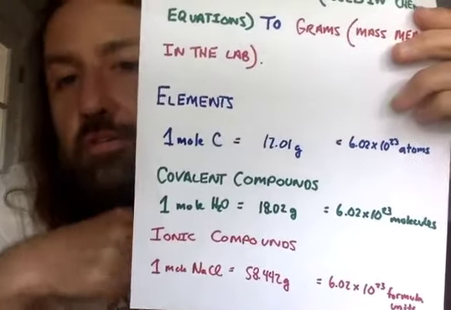And then in the middle, you have the molar mass. And so for water, 18.02 grams, that is 58.442 grams for salt. And that is 12.01 grams for carbon. And so the middle number is really the only one that's different.